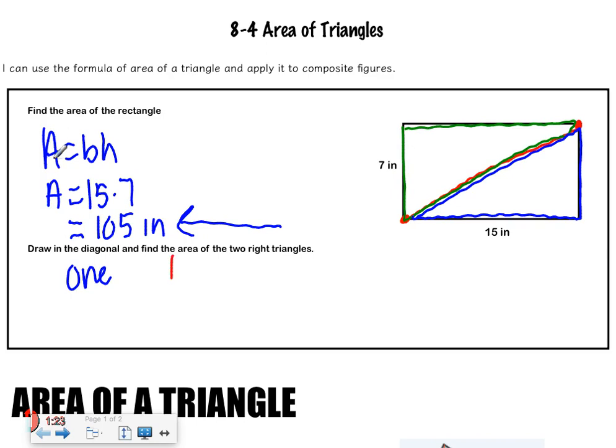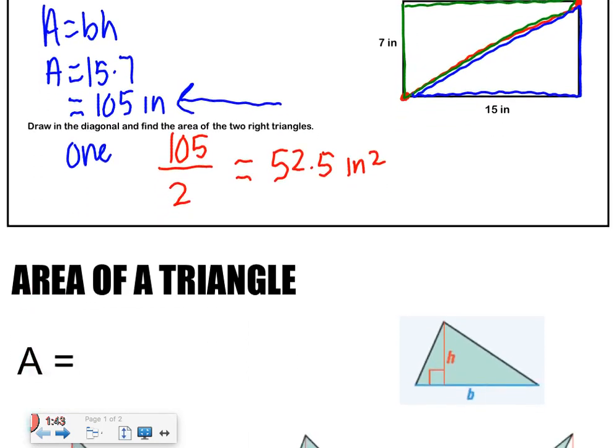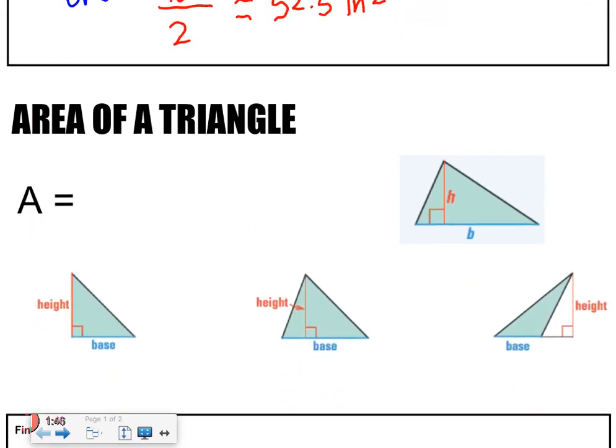Well, I hope you're thinking I would take what we got, 105, and divide it by 2, right? We'd split it up equally. So then both of those triangles have an area of 52.5 inches squared. What we just demonstrated there was how you find the area of a triangle. So area of a triangle is half your base times your height.